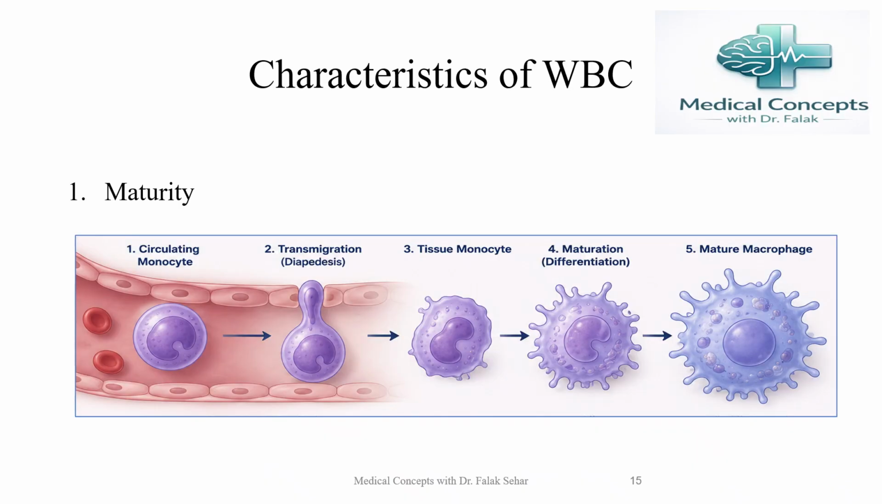Now coming to the various characteristics of white blood cells. One and the most important is maturity. This is especially true for monocytes or macrophages. Monocytes in the bloodstream are immature. They migrate into the tissue and undergo a five-fold increase in size. They become powerful macrophages and develop enhanced phagocytic capabilities that enable them to effectively combat infections and clear pathogens.